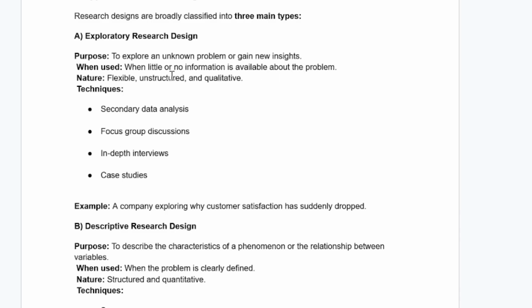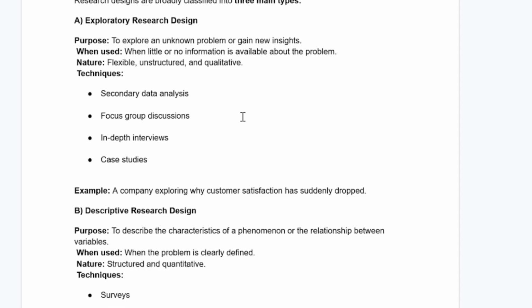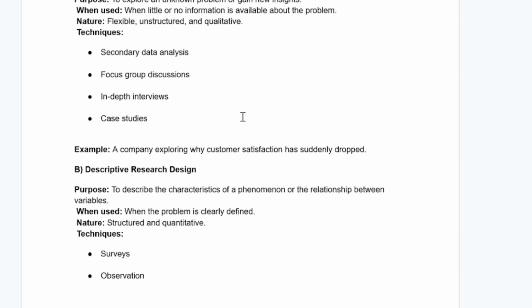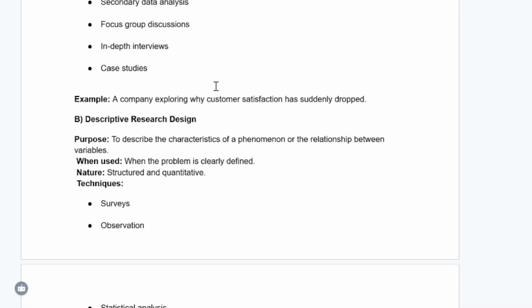It can be used when you have very little or no information available about the problem. It's flexible, unstructured, and qualitative. Techniques here you can use: secondary data analysis, group discussions, depth interviews, or case studies. Example, a company exploring why customer satisfaction has suddenly dropped.